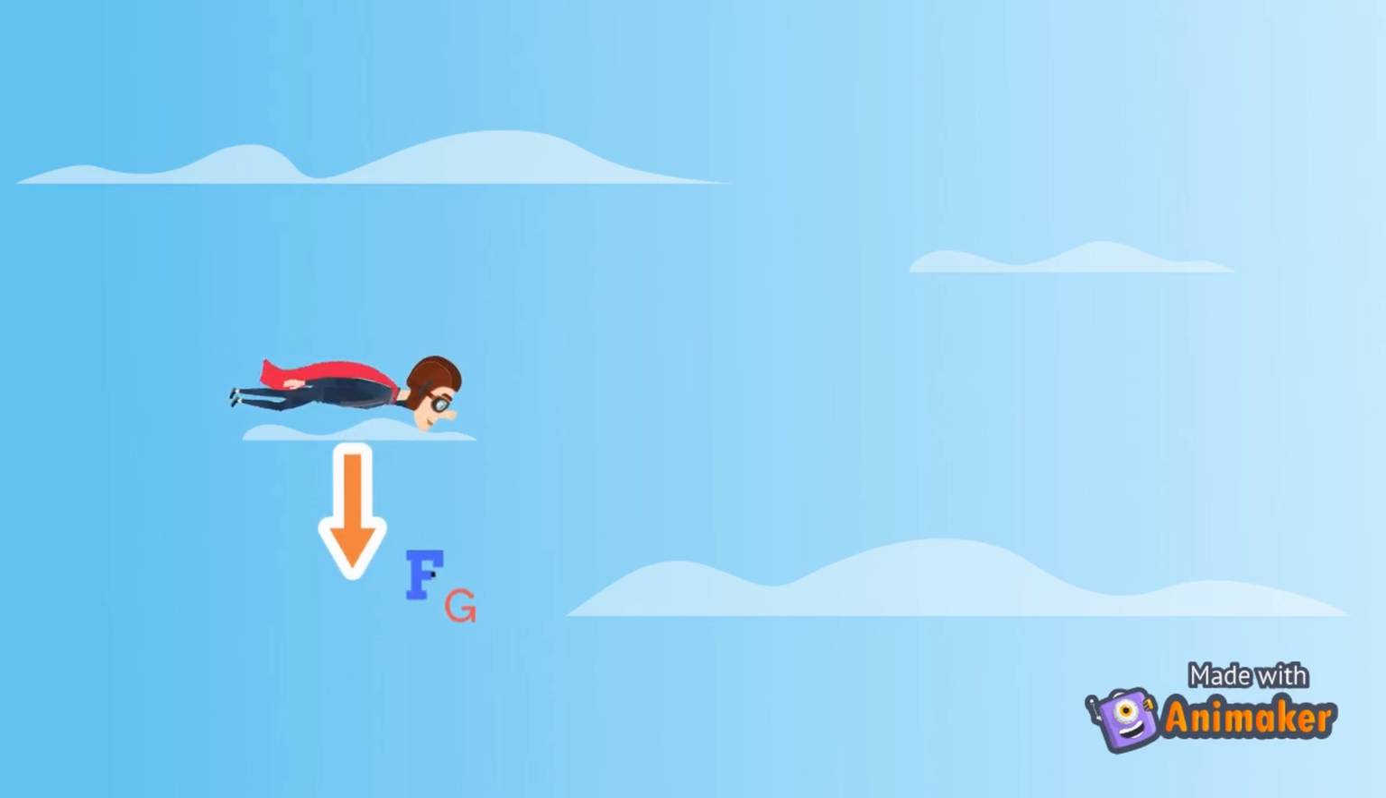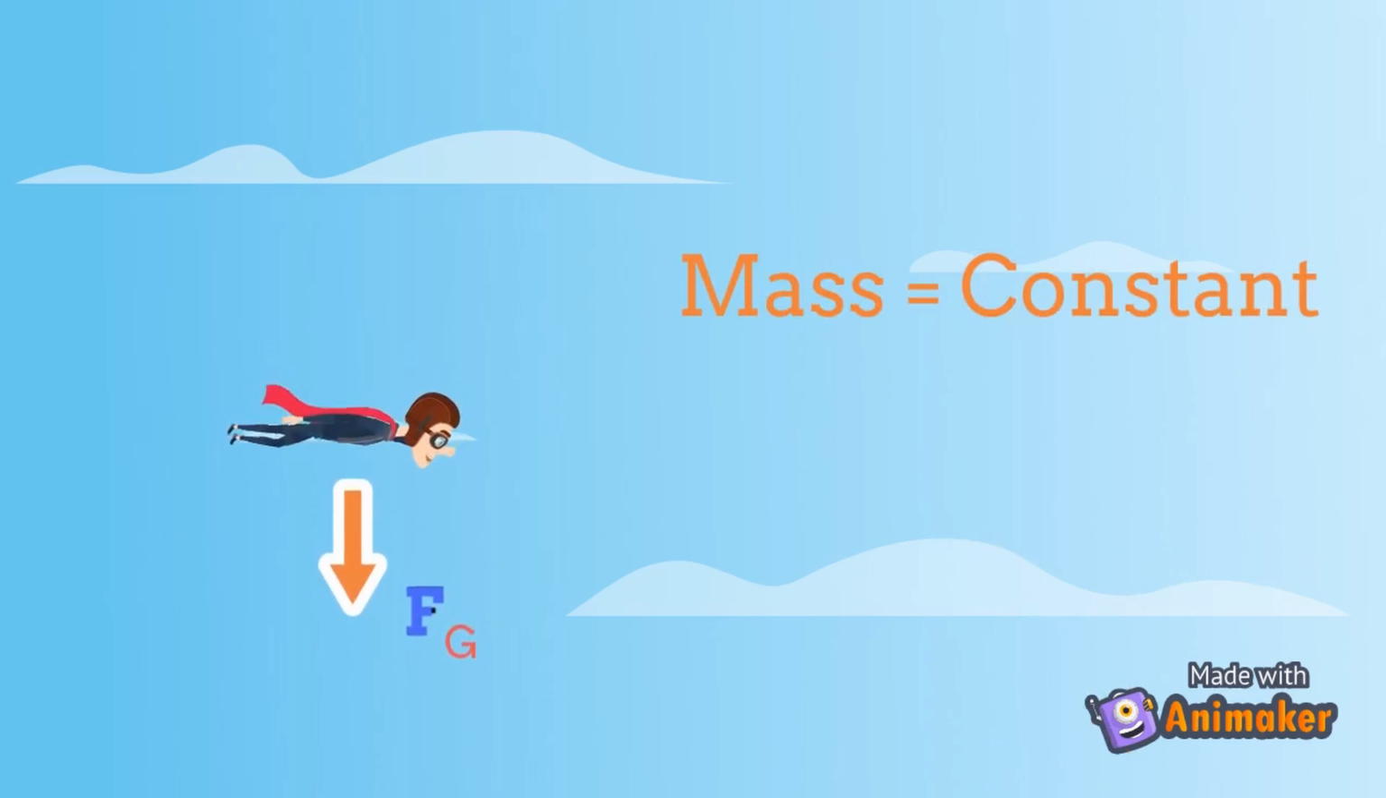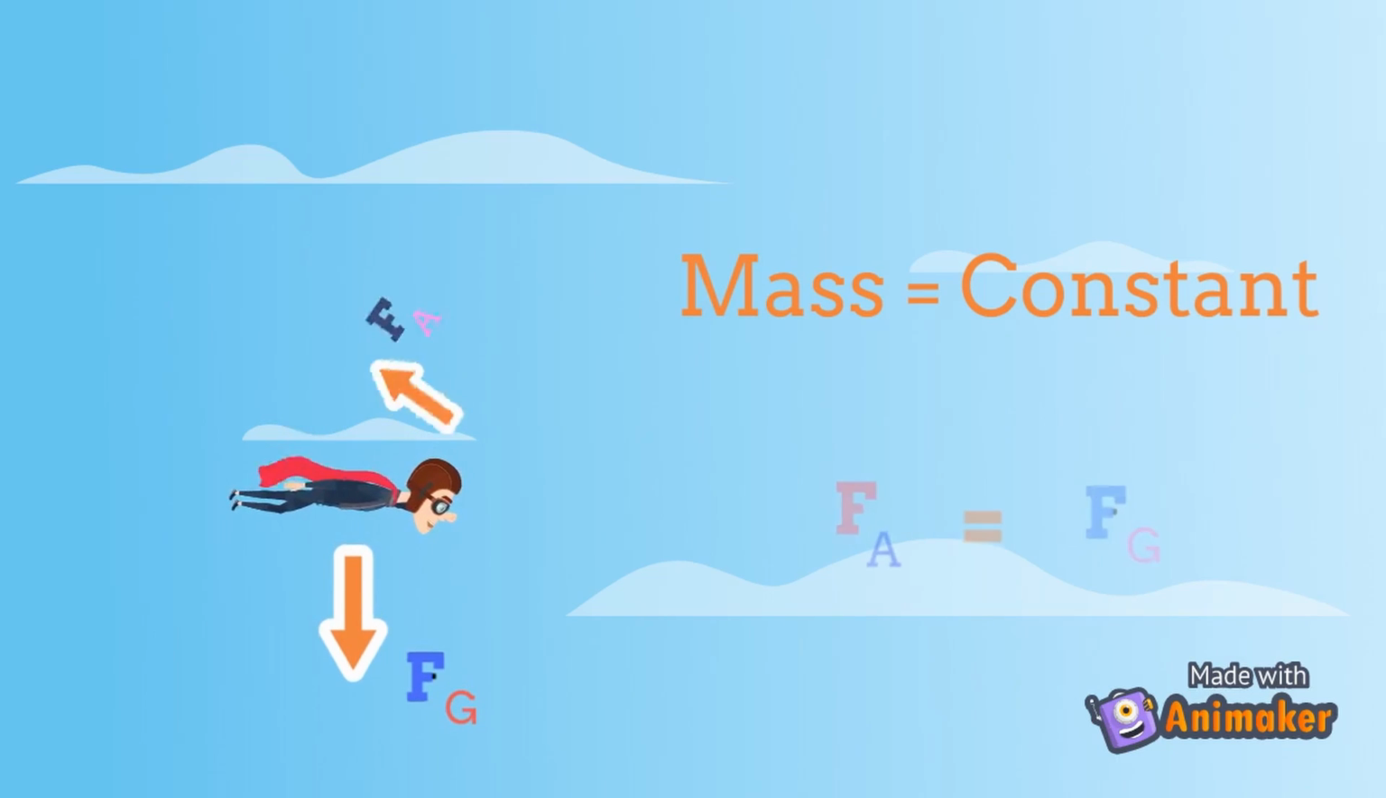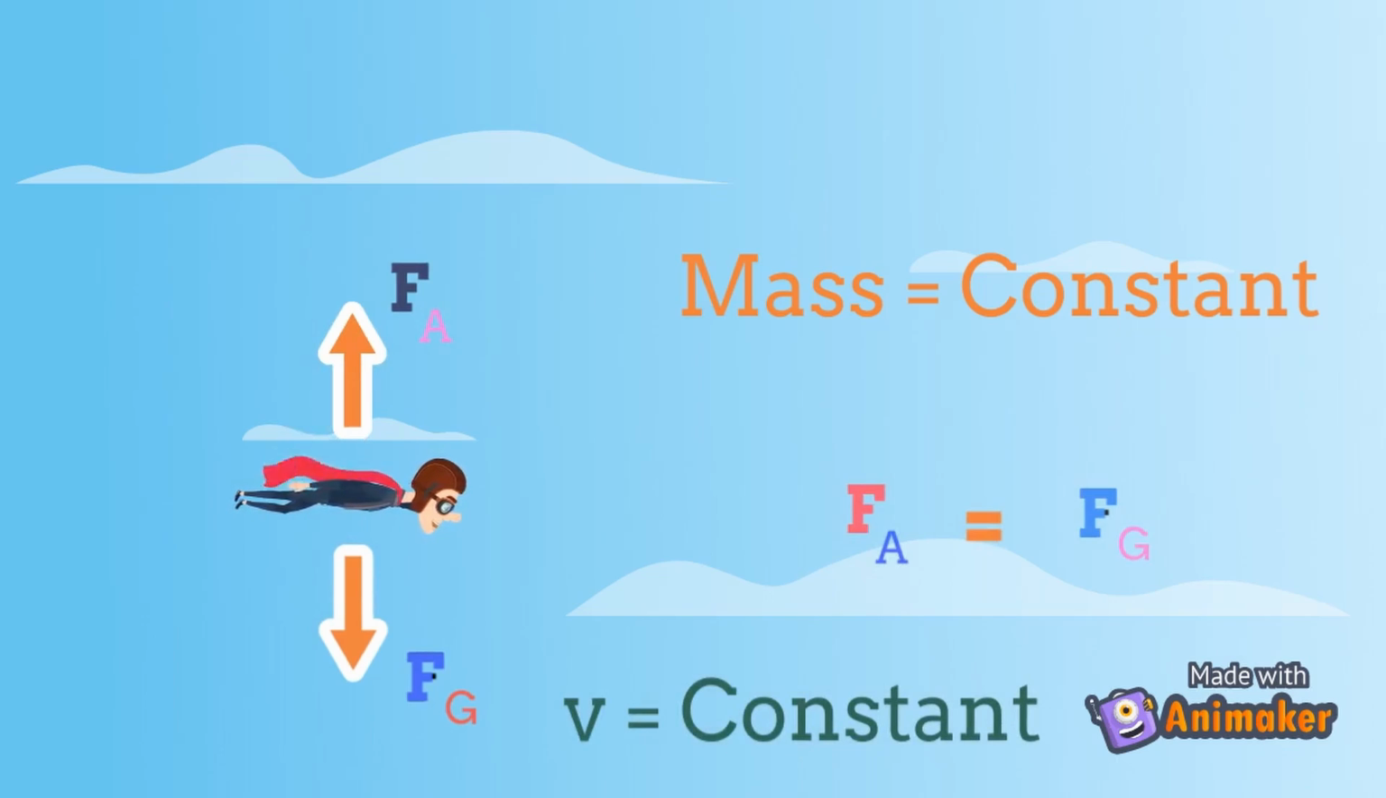As the skydiver gains speed, their weight stays the same, but the air resistance increases. There is still a resultant force acting downwards, but this gradually decreases. Eventually, the net force on the skydiver is balanced by the air resistance and gravity. There is no resultant force, and the skydiver reaches terminal velocity.